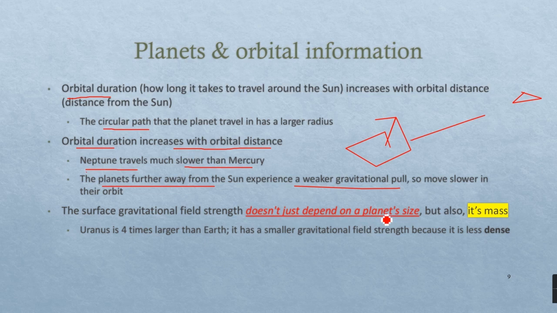And then we can say that the gravitational field strength does not just depend on the distance, it also depends on the mass, and we can say that the size doesn't really matter, what matters is the mass. So even though Uranus is 4 times larger than Earth, we can say that it has a smaller gravitational field since it's less dense, which means it has a lesser mass but a larger volume. So in terms of volume, Uranus is larger than Earth, but it has lesser density, which means it will have a lower gravitational field strength.